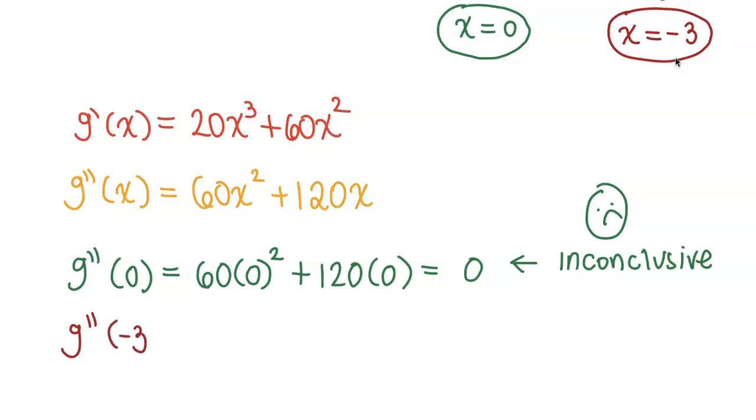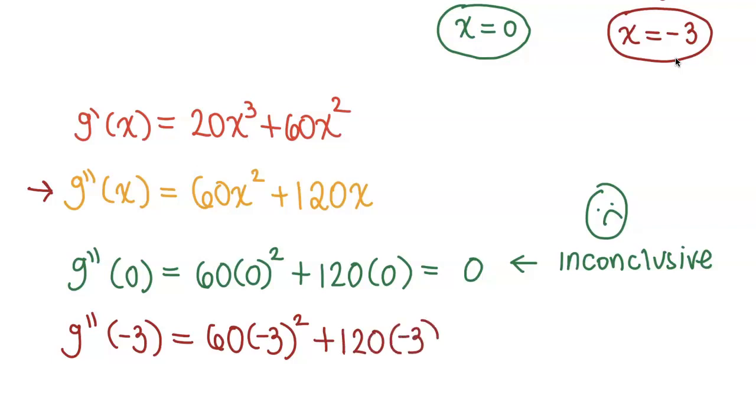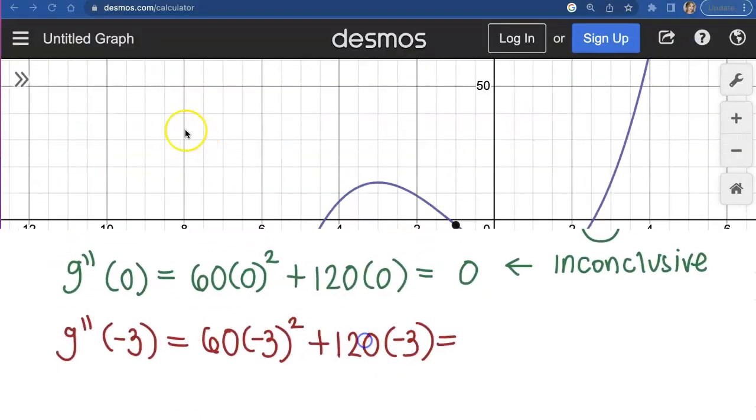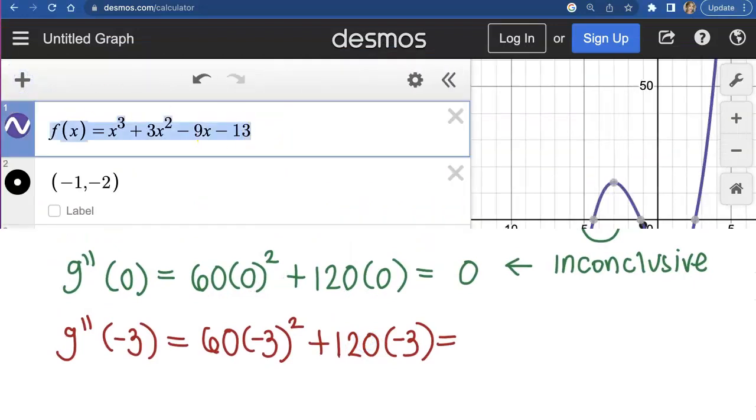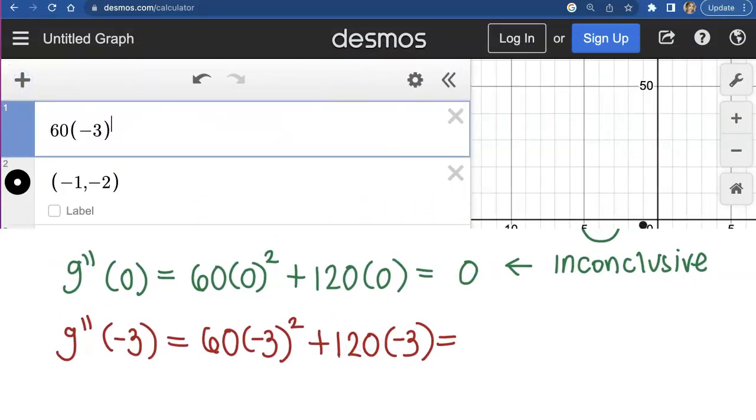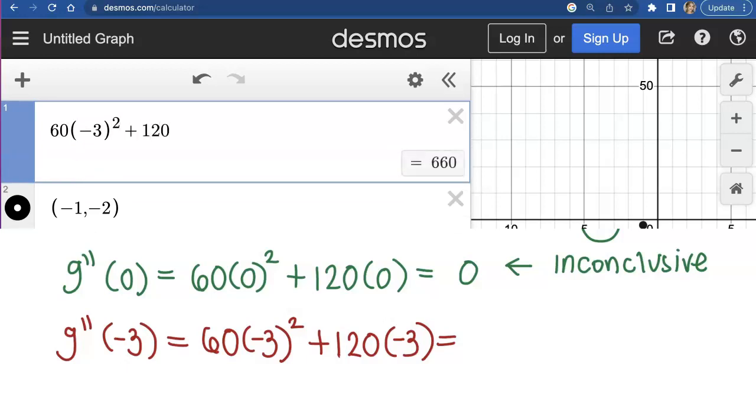All right, if I plug in negative 3 into this second derivative, I will get 60 times negative 3 squared plus 120 times negative 3. Oh, that better not be a 0, you know what I mean? All right, I'm going to get a calculator open to type this in. 60 times negative 3 squared plus 120 times negative 3. All right, a positive number. What does a positive number tell you?